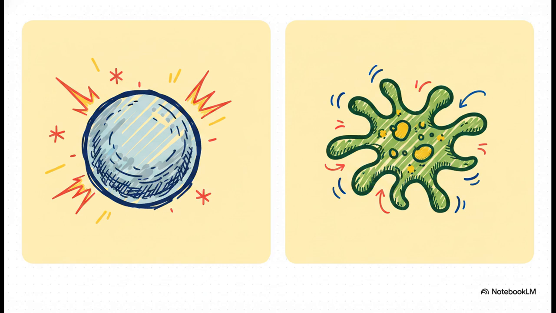On the flip side, we have the Trophozoite. This is the active attacker. It's much larger, highly motile, and pleomorphic, meaning it can actually change its shape. But it has one massive weakness. It is completely unable to survive outside the human gut.